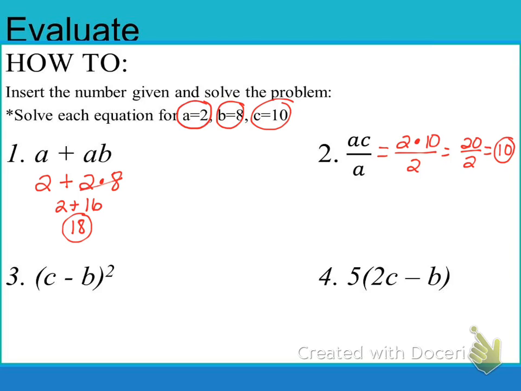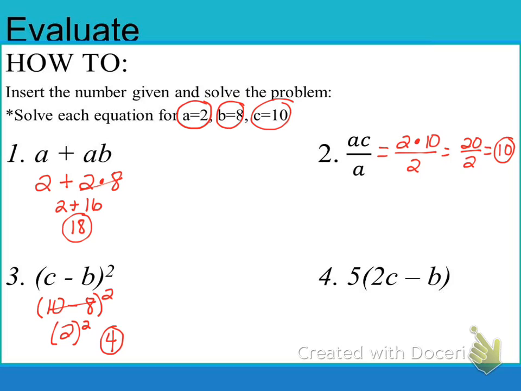Okay, let's look at 3. 3 has an exponent in it, but we're just going to plug in just like it is. Don't change anything until you plug the numbers in. So C is 10, B is 8. So we have 10 minus 8, and then we have our exponent on the outside. 10 minus 8 is 2. So we do what's inside parentheses first. Remember, that's the order of operations. Squared. What is 2 squared? 4. Okay?